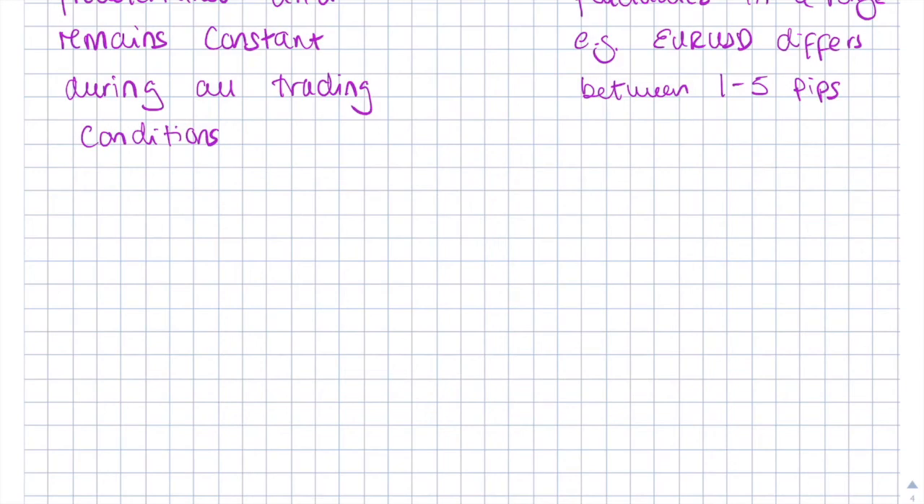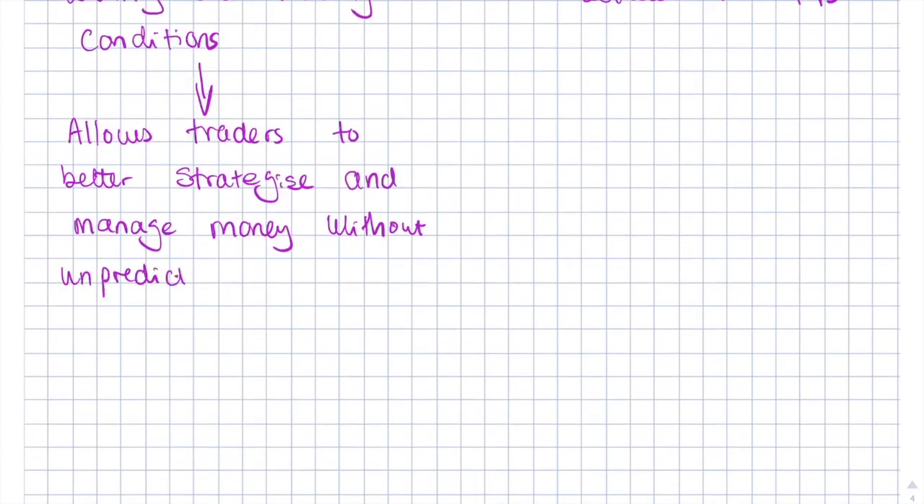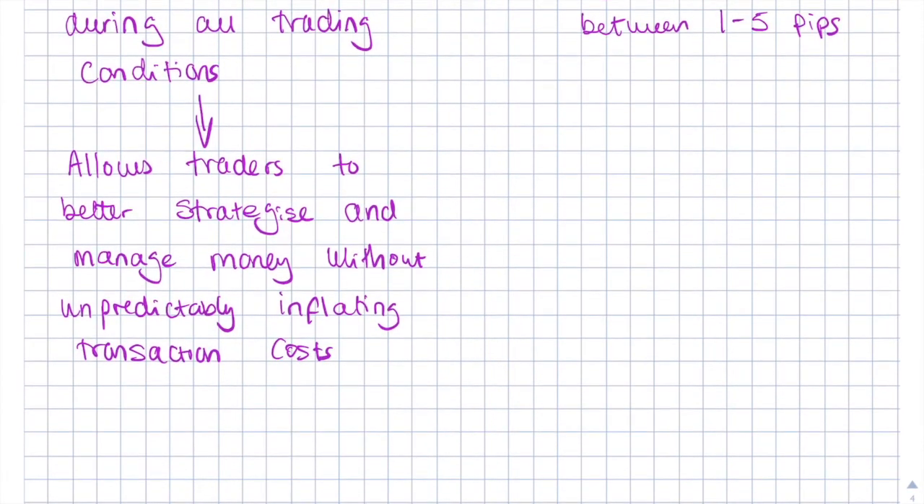So now that we've seen an example of fixed and variable spreads, we can say some things about them. Fixed spreads allow traders to better strategize and manage their money without unpredictably changing transaction costs. So if you're an accurate trader and you want to make a certain amount of profit and you know how to do it, then a fixed spread will be absolutely fantastic for you.